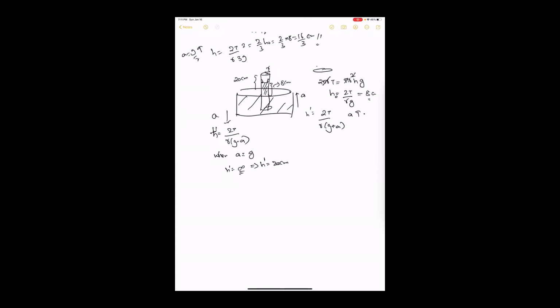And the other cases I gave: when it is going up and a is equal to g by 2, h dash is equal to 2T by r into g plus g by 2, which is 3g by 2. So it is 2/3 of 2T by rg, which is h naught. In this case, 2/3 h naught. And if it is going down with a equal to g by 2, h dash is equal to 2T by r into g by 2, or 2 h naught. So 2 into 8 is 16 centimeters, and 2 into 8 by 3 is 16 by 3 centimeters.